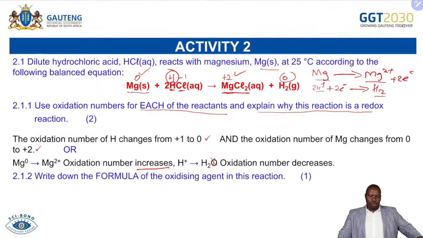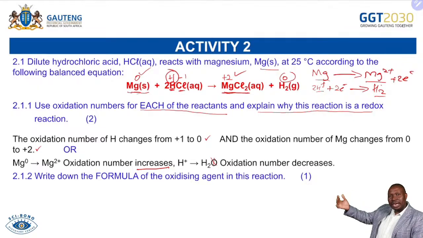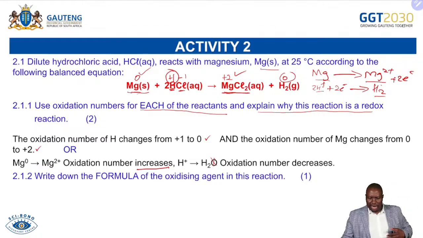Now, write down the formula of the oxidizing agent. So it's asking you, if I go to the table, where do I get magnesium? Where do I get H+? Definitely, you will see that magnesium is on the right-hand side of table 4b. And then you check, where do I get the H+? H+ is on the left.